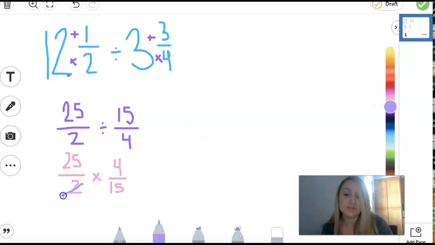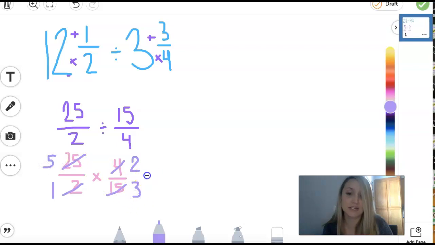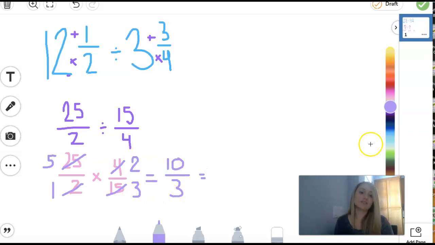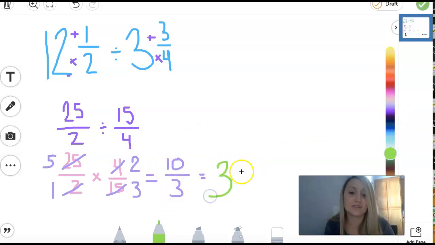Now I can reduce, so 2 goes into both of these, so 2 divided by 2 is 1, 4 divided by 2 is 2, 5 can go into both of these, so 25 divided by 5 is 5, 15 divided by 5 is 3, so 5 times 2 is 10, and then 1 times 3 is 3. Now a lot of you left yours in an improper fraction, and you actually cannot do that. So 3 goes into 10 3 times. You have 1 left over, denominator stays the same, okay?